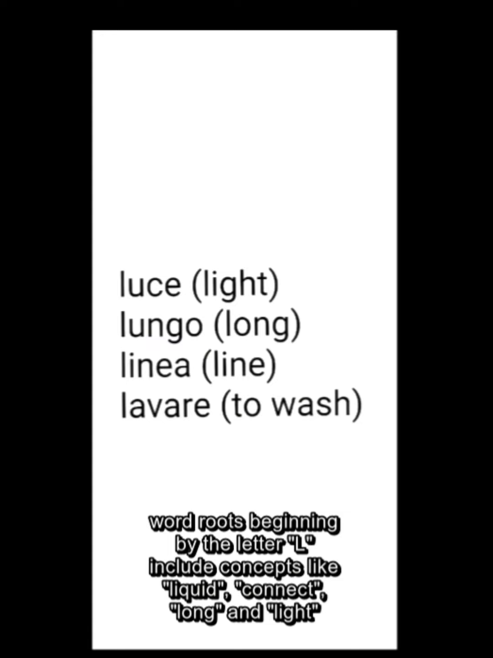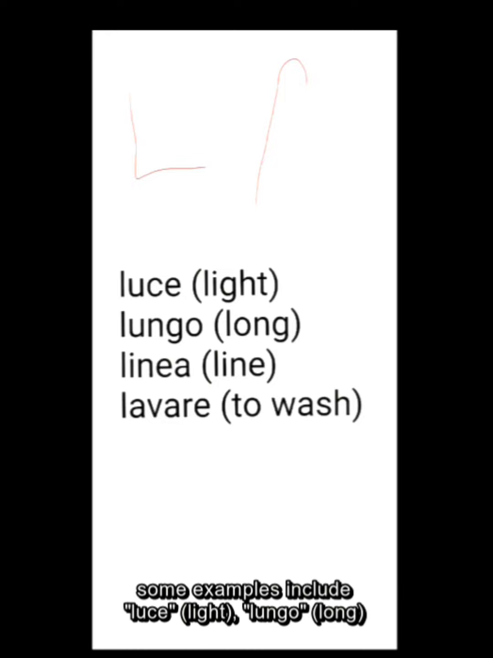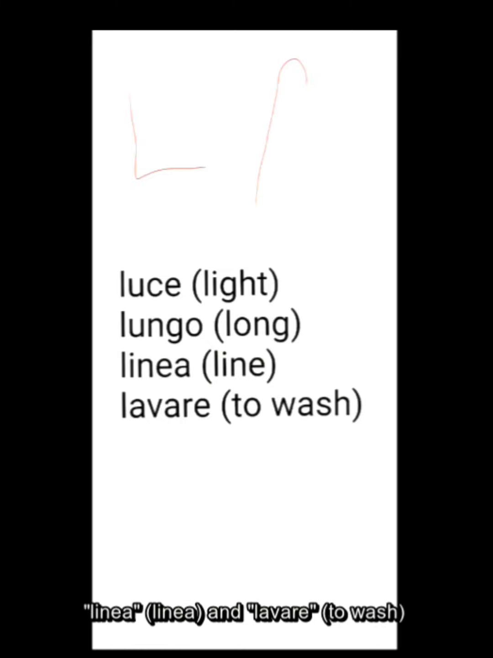Word roots beginning by the letter L include concepts like liquid, line, connect, long, and light. So we can use this symbol for association. Some examples include luce, light, lungo, long, linea, line, and lavare, to wash.